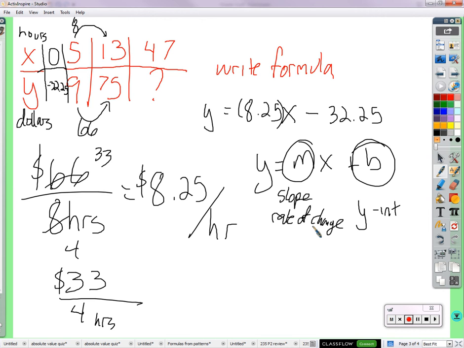But typically, your slope, as we get into the practice of it, will look like this. The fraction in simplest form, 33 over 4. This makes it easier to graph. Rather than moving over 1 hour and moving $8.25 up in the y direction, you can move over 4 and just up 33, and that makes it so much easier to graph.